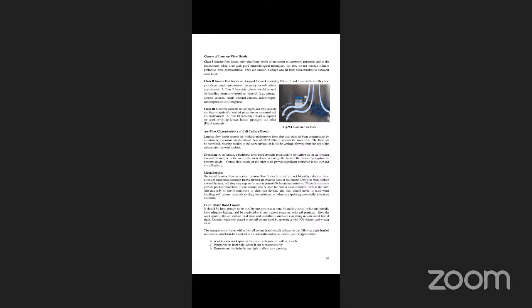Then there is the cell culture hood layout. You can see here, as I told, we have to use 70% ethanol. The air will definitely be filtered, and only then should the workbench be cleaned. Then all the arrangements of items within the cell culture hood should adhere to the right-handed convention.